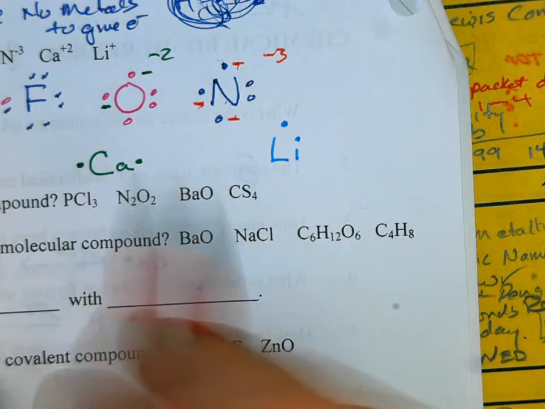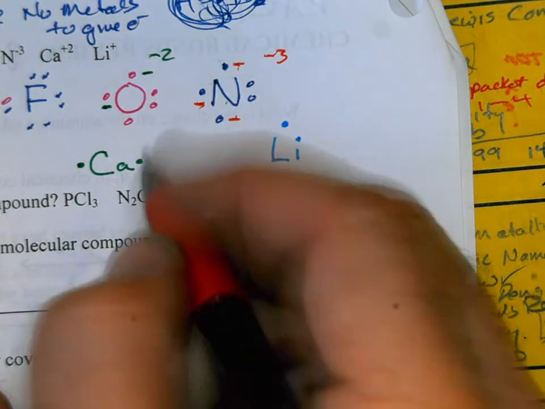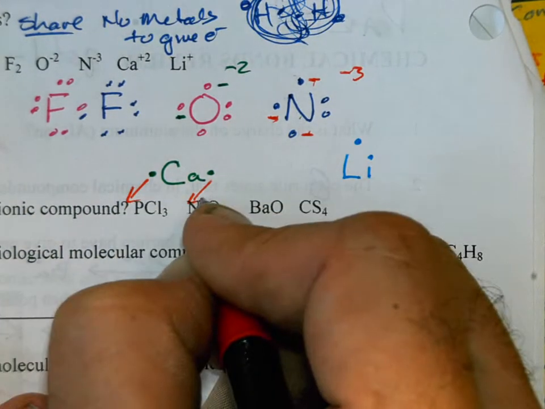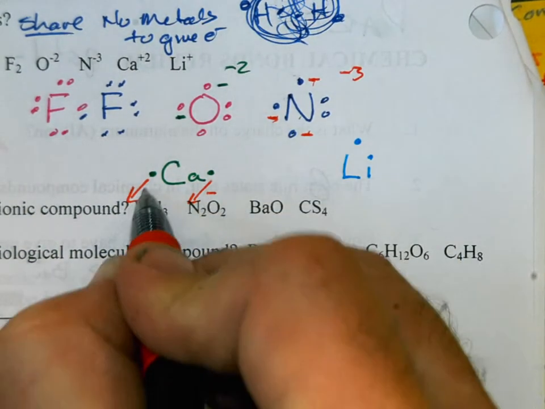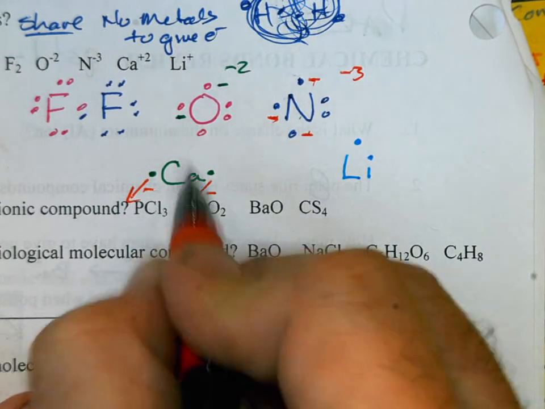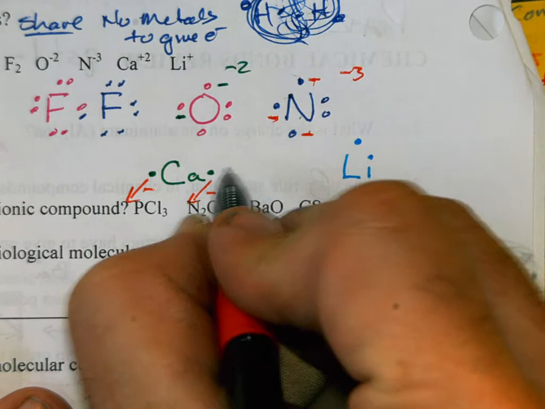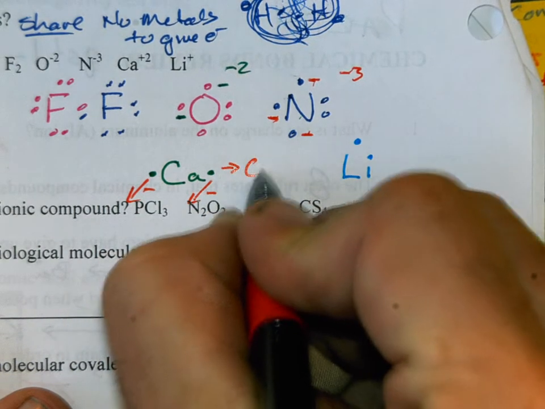Calcium starts off like this, but remember, calcium's a metal. Okay, there's the Lewis structure for calcium. It's going to lose those electrons. It wants to get rid of them, and since it's losing 2 negative charges, that means it's going to have more protons than electrons, and it's going to change into calcium 2+.